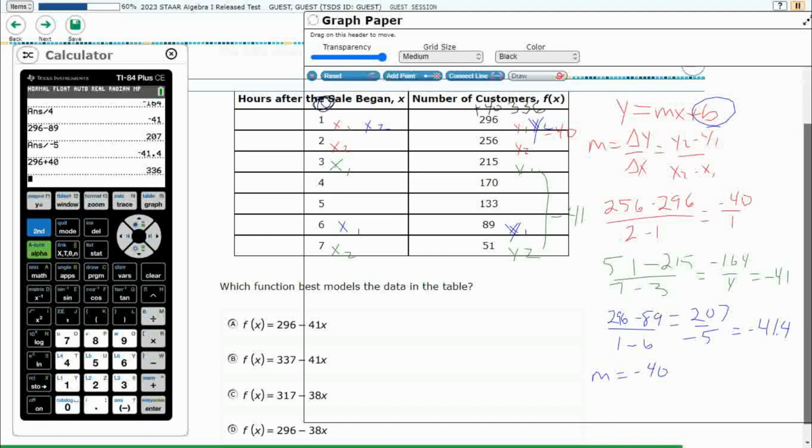So my best estimate here is y equals negative 40x plus 336. Now, they don't like that negative 40x, so they end up reversing it. They don't say y, they say f of x equals 336 minus 40x. The closest one there is going to be B. That's our answer.